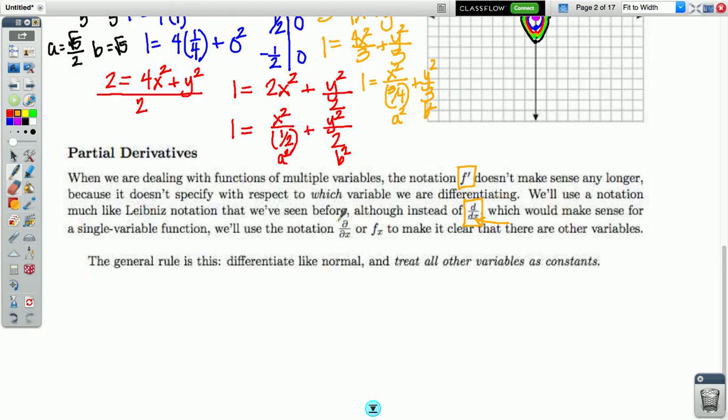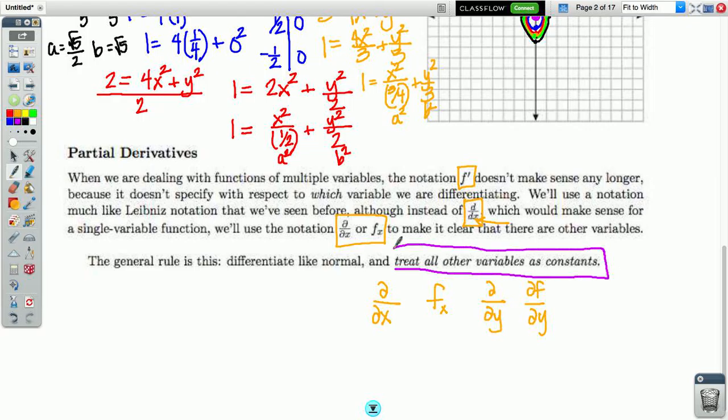And so to do that, we'll use this special notation. Instead of the regular d dx, we use this fancy cursive d. So this is the partial derivative with respect to x, or we can just say f sub x, or we could say the partial with respect to y. Or you can make it clear what function you're differentiating: df dy, partial f, partial y. This just makes it clear that there are other variables that I could have chosen, but I chose y in this case.